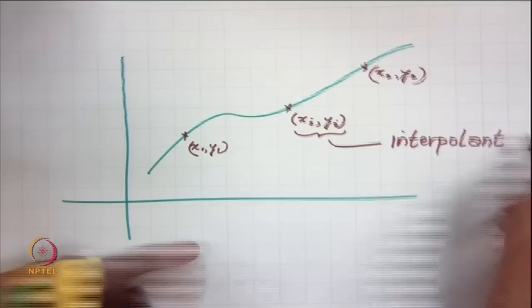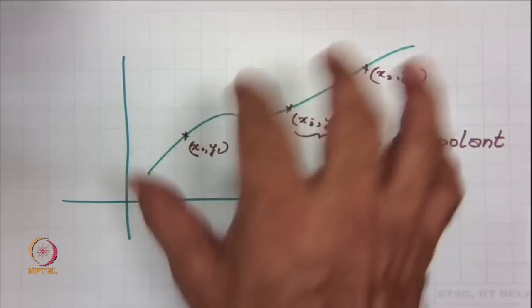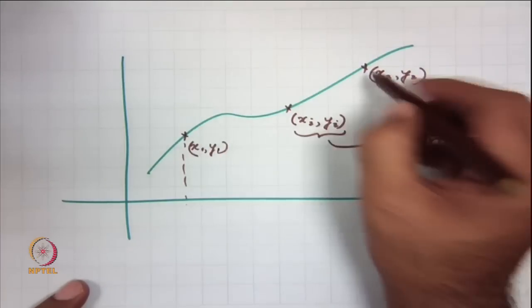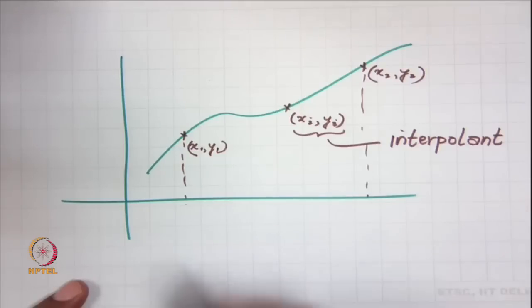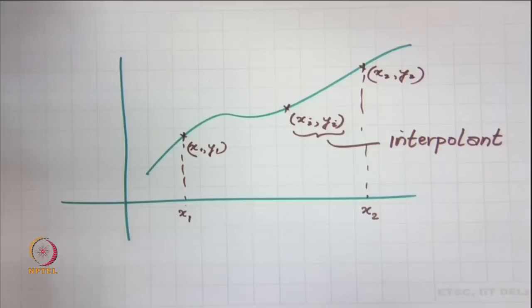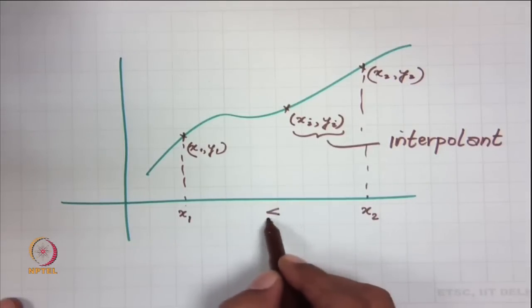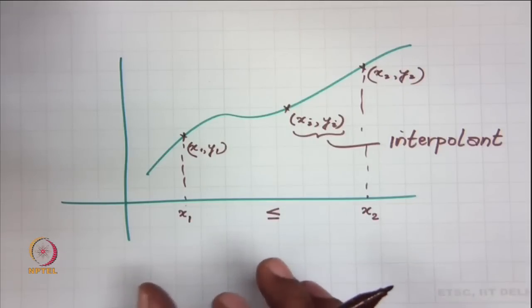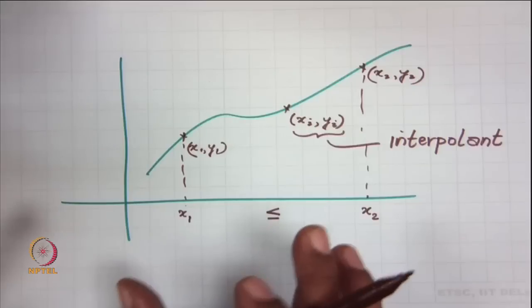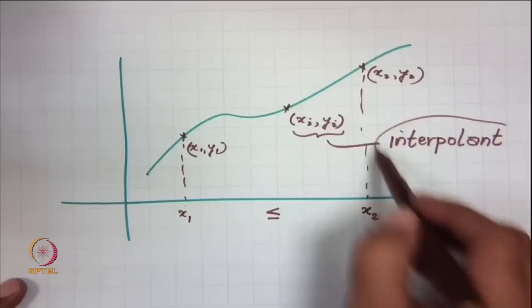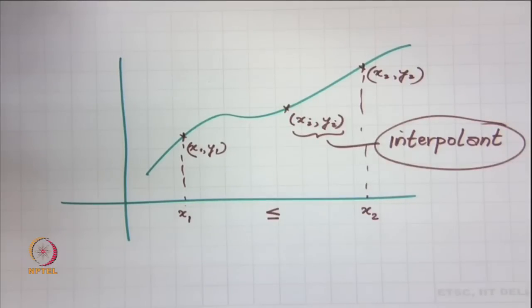okay, and underlying this entire exercise is the fact that your x 1 is less than your x 2. So, underlying all this is the fact that there is a less than or equal to ordering. It happens to be a total order on the reals, but it is actually an ordering. There is absolutely no reason why one cannot generalize this notion of an interpolant to chains of a partial order, right.